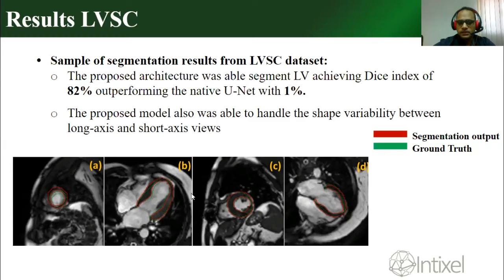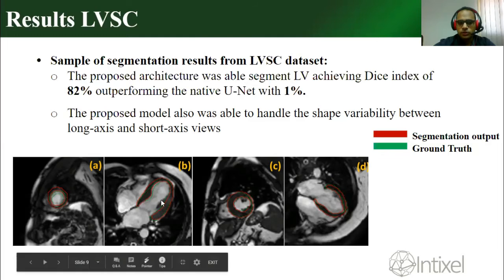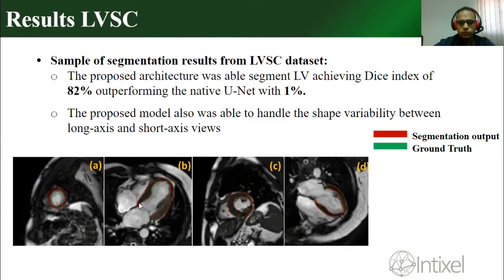Even in some cases where the provided annotation, the ground truth shown here in green, was a bit suboptimal and not correct, the model was able to generalize better and get better contours than the ones provided. Even here, the green contour is obviously off.